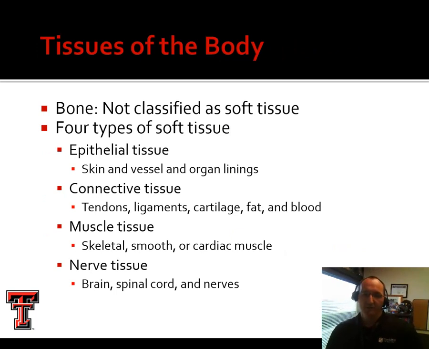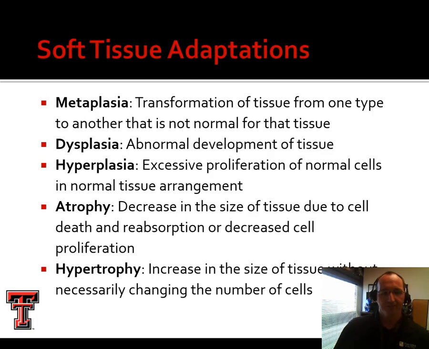All right, so we've talked a lot about tissues. The 4 types of soft tissue. Bone is not classified as itself as soft tissue, but 4 types of soft tissue: epithelial, skin and vascular, connective tissue, muscle tissue, and nervous tissue. Maybe a little confusing there to see the musculoskeletal system kind of grouped together, but that's just convention. Now, soft tissue can do a number of different things depending on how much load we do or do not expose it to other types of things.